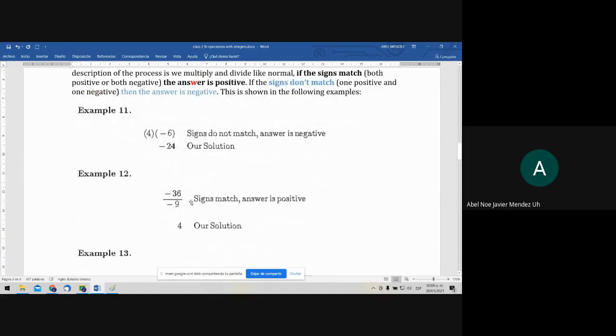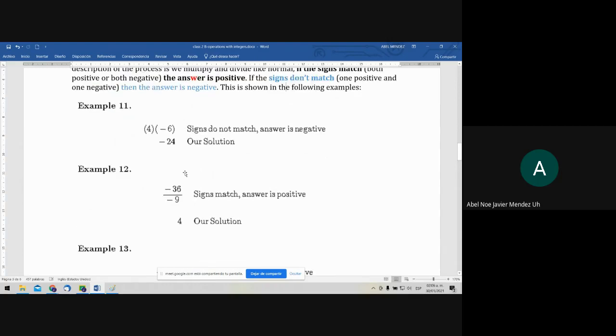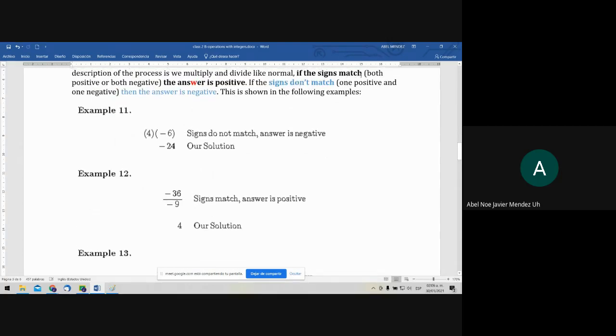Example number 12. Here we have a division. Okay, the first thing that I observe is that the sign of both numbers is the same sign. If the signs match, the answer is positive. Okay, and 9 times 4 equals 36. Or 36 negative divided by 9 negative equals 4.